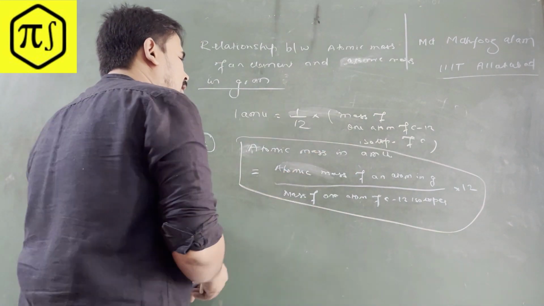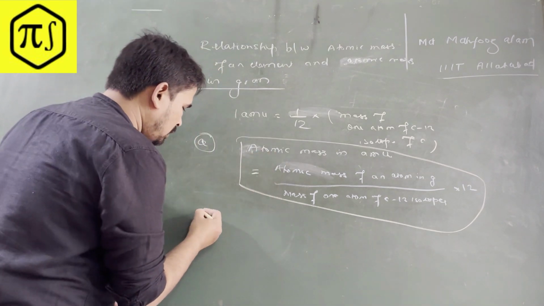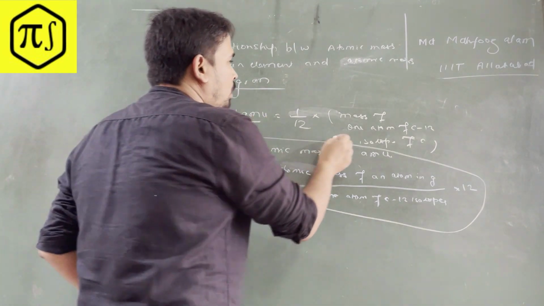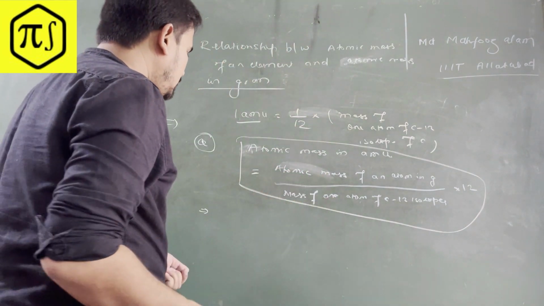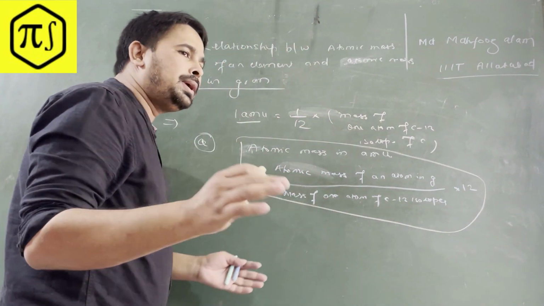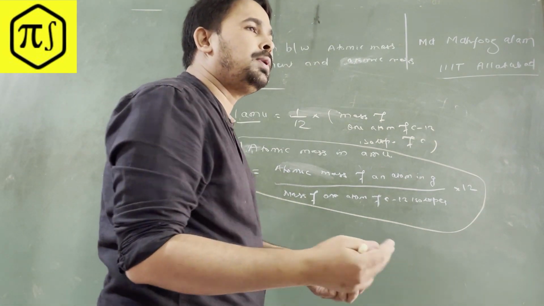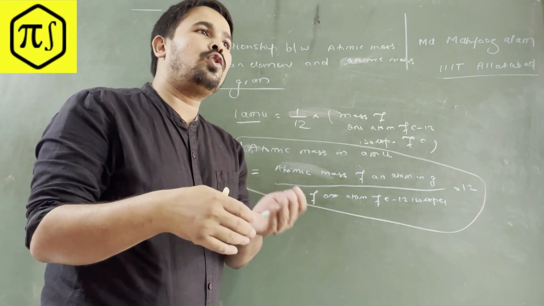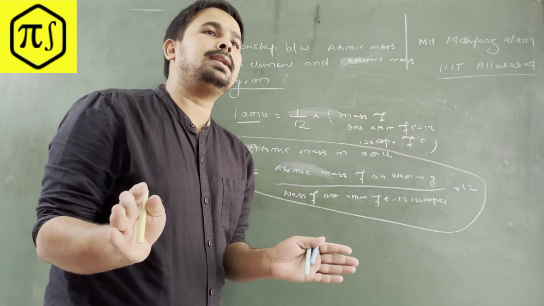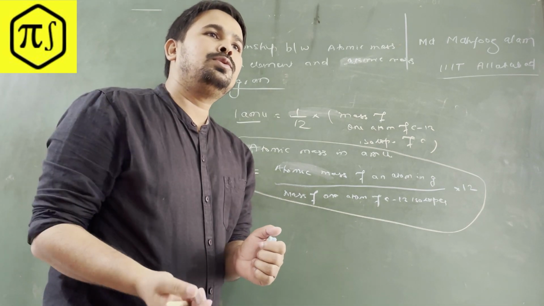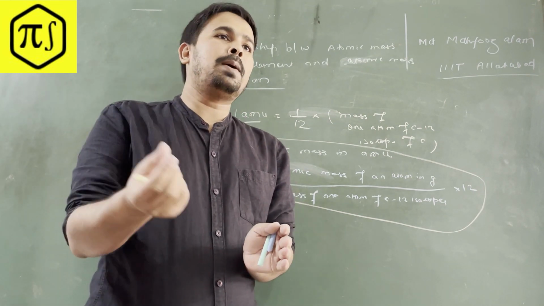So now let's write down this one. You know 1 AMU is 1 by 12 the mass of the C12 isotope. Suppose the atomic mass of many elements you already know, right? In the periodic table the atomic mass of the element will already be given, right? Every atomic mass of the element is given only in AMU, because AMU is the unit in which we can easily remember the values, right?